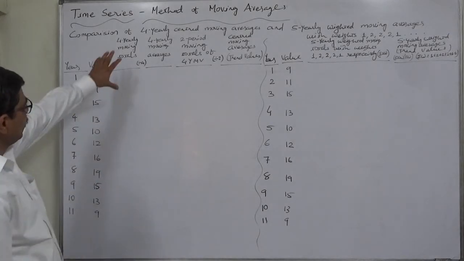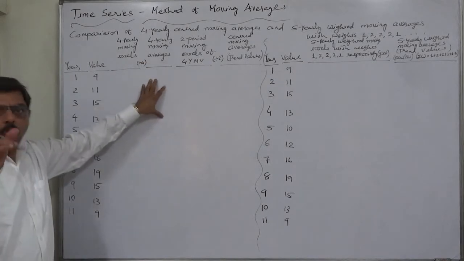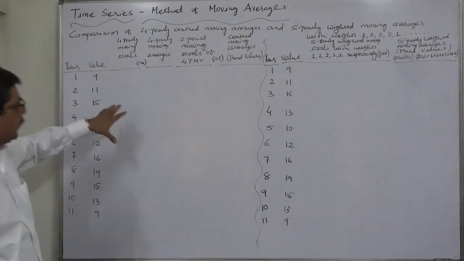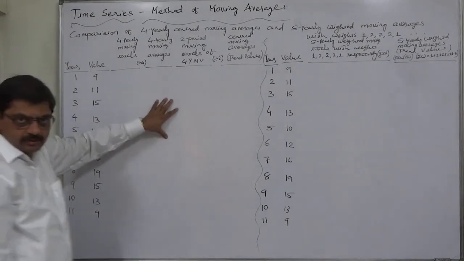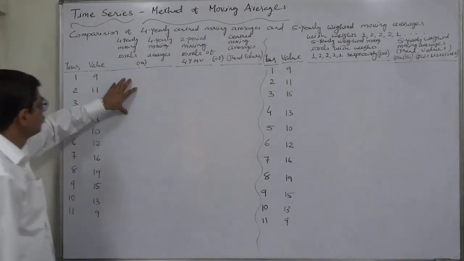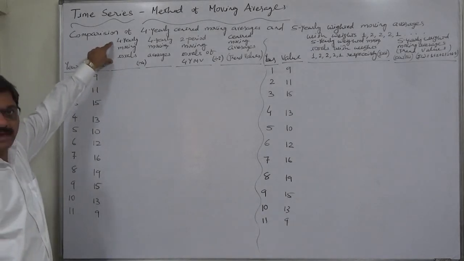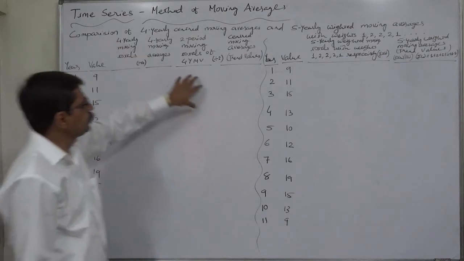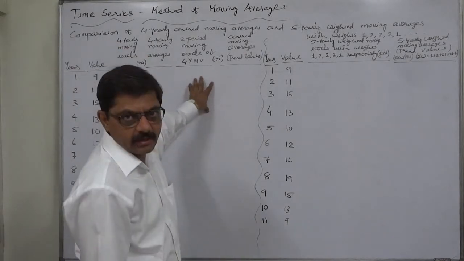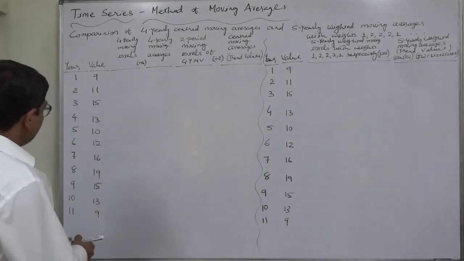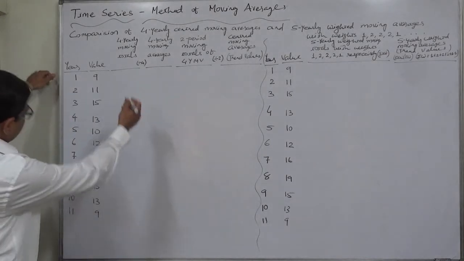This is the time series with 11 years and values. As we know, to calculate 4-yearly or even number of period cycle moving averages, we need to find out moving averages 2 times. In which, first we have to consider the given period of cycle, and then we have to go for 2-period moving averages again, and that is known as centered moving averages. Yes, let's go for the first stage.